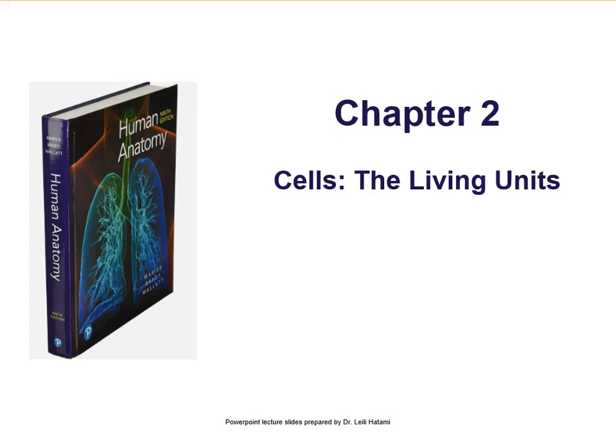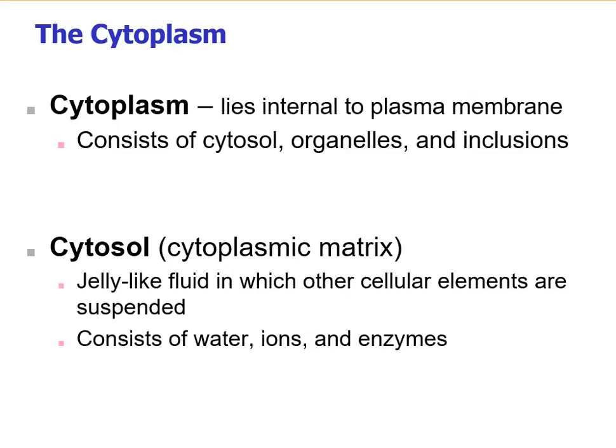In the Chapter 1 video, we discussed the plasma membrane, its structure, and a general overview of its function. And now we are going to continue with the cell's structure. As we already know, the cell has three main components: the plasma membrane, the nucleus, and the cytoplasm. Now we are going to study the cytoplasm.